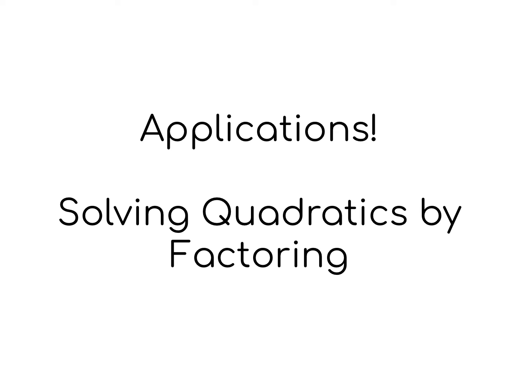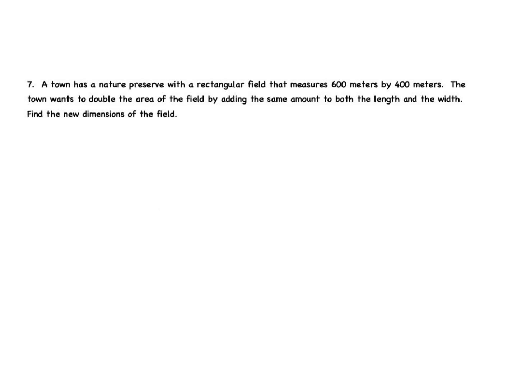It's time to tackle some application problems, and we're going to do this using the technique of solving a quadratic by factoring and then applying the zero product property. Let's get right to it. So, a town has a nature preserve with a rectangular field that measures 600 meters by 400 meters.